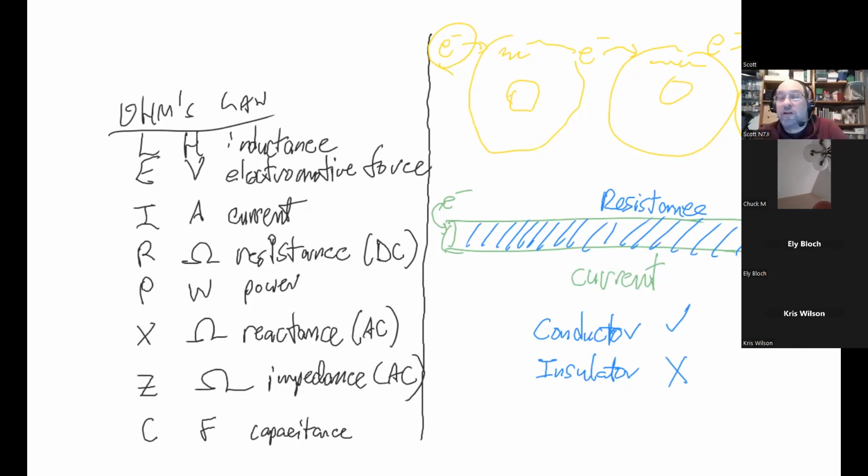Actually, water is a really good insulator, unless you put salt in it. Fresh, like deionized water is actually a really good electrical insulator.